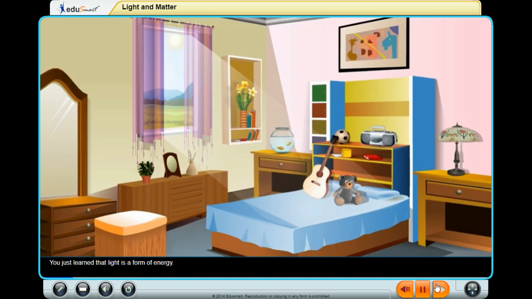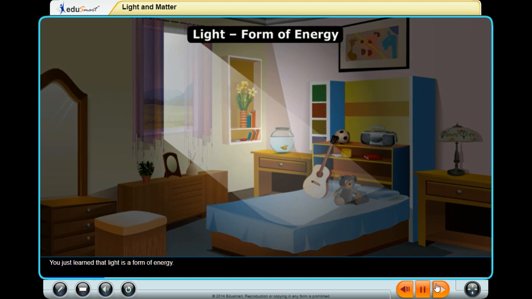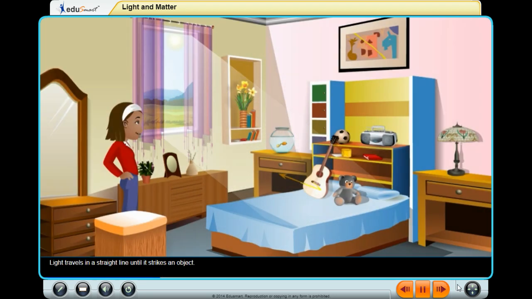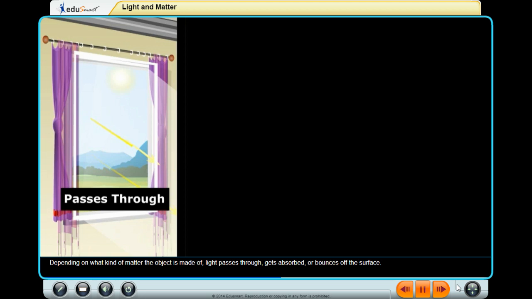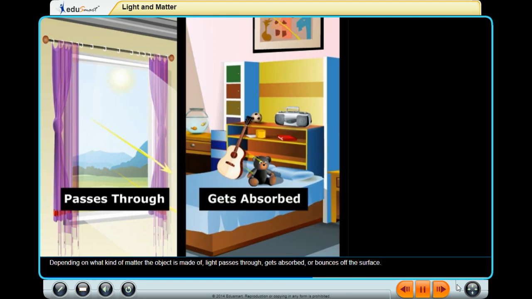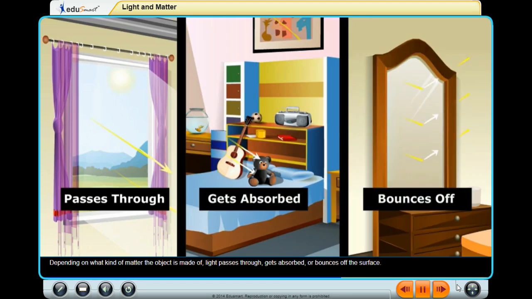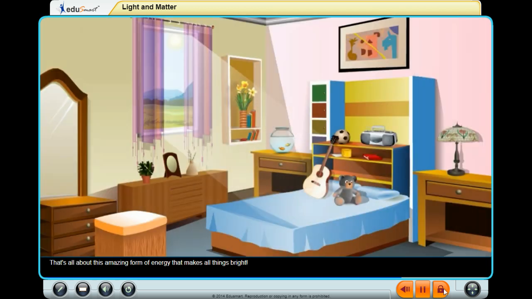You just learned that light is a form of energy. Light travels in a straight line until it strikes an object. Depending on what kind of matter the object is made of, light passes through, gets absorbed, or bounces off the surface. That's all about this amazing form of energy that makes all things bright.